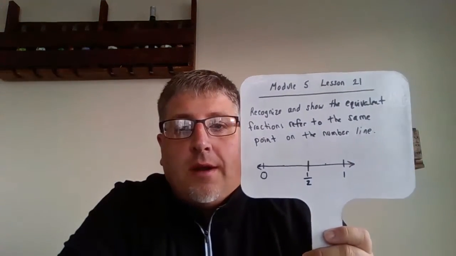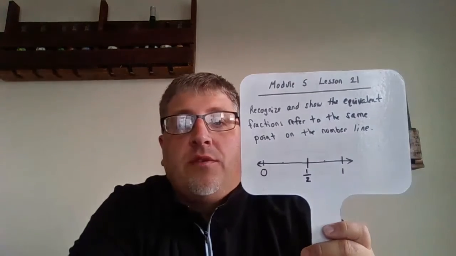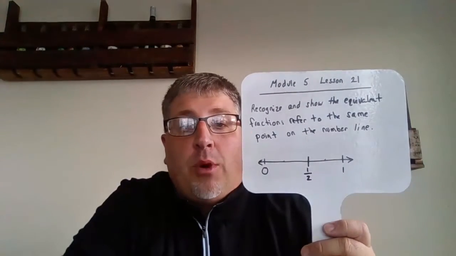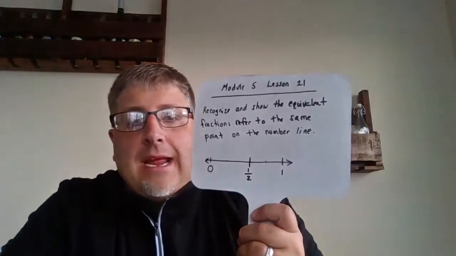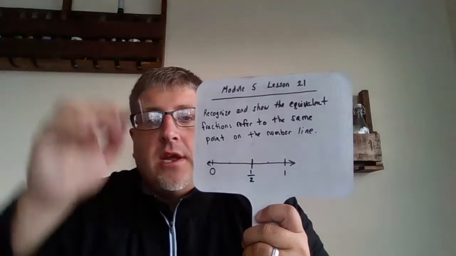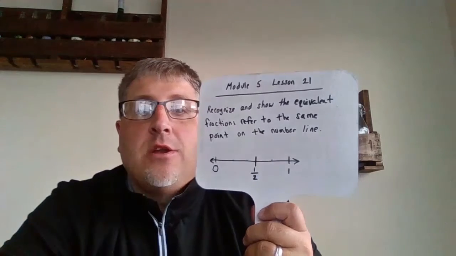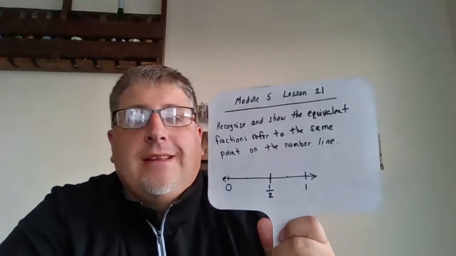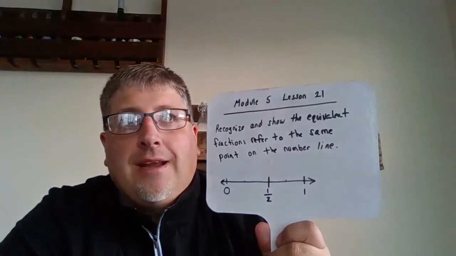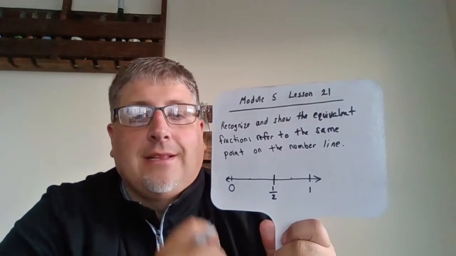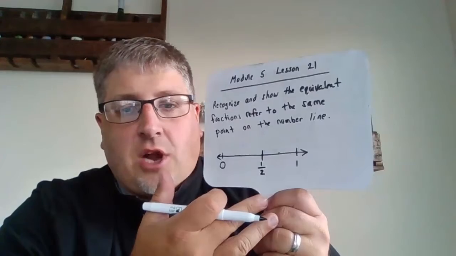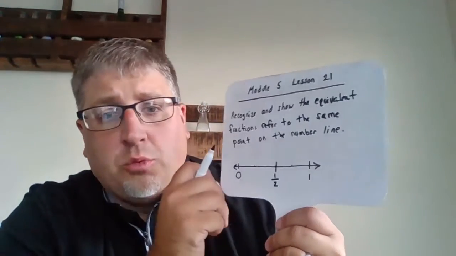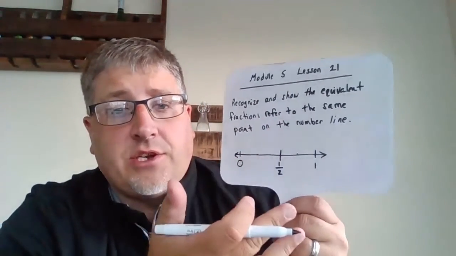We are tackling Module 5, Lesson 21. Recognize and show that equivalent fractions refer to the same point on the number line. Today we're going to work a lot with the number line, and we are going to show that equivalent fractions can line up on that number line. It's really good to understand what equivalent fractions are, and if you get a sense of it with the number line, it'll make things a lot easier on yourself. I'm going to demonstrate this right here to start with this number line and show you what we mean when we talk about equivalent fractions, okay?